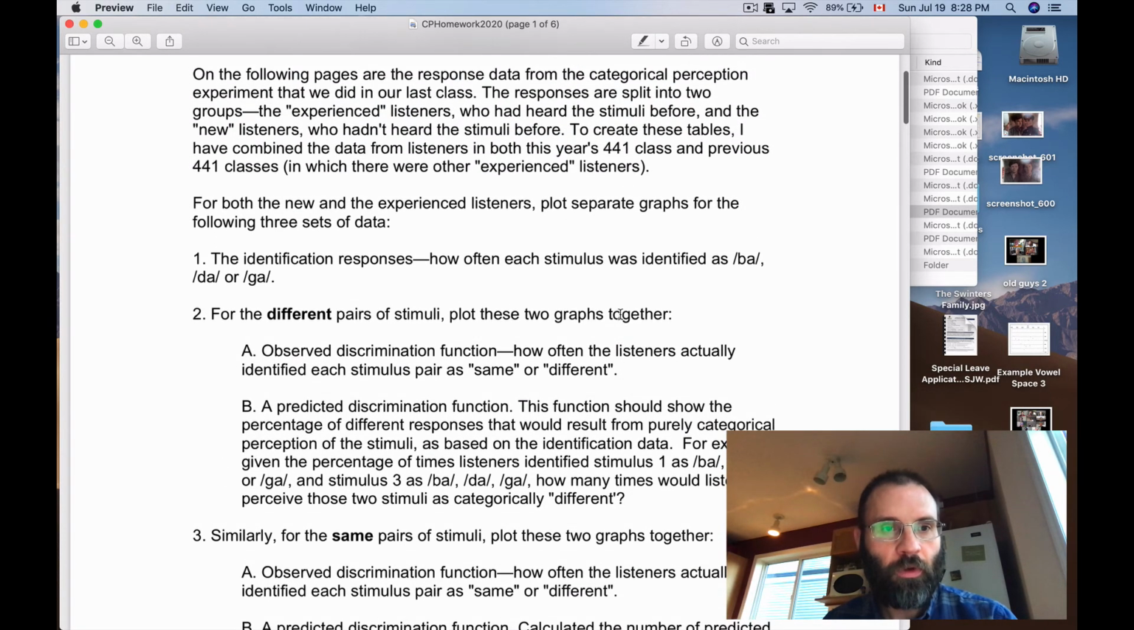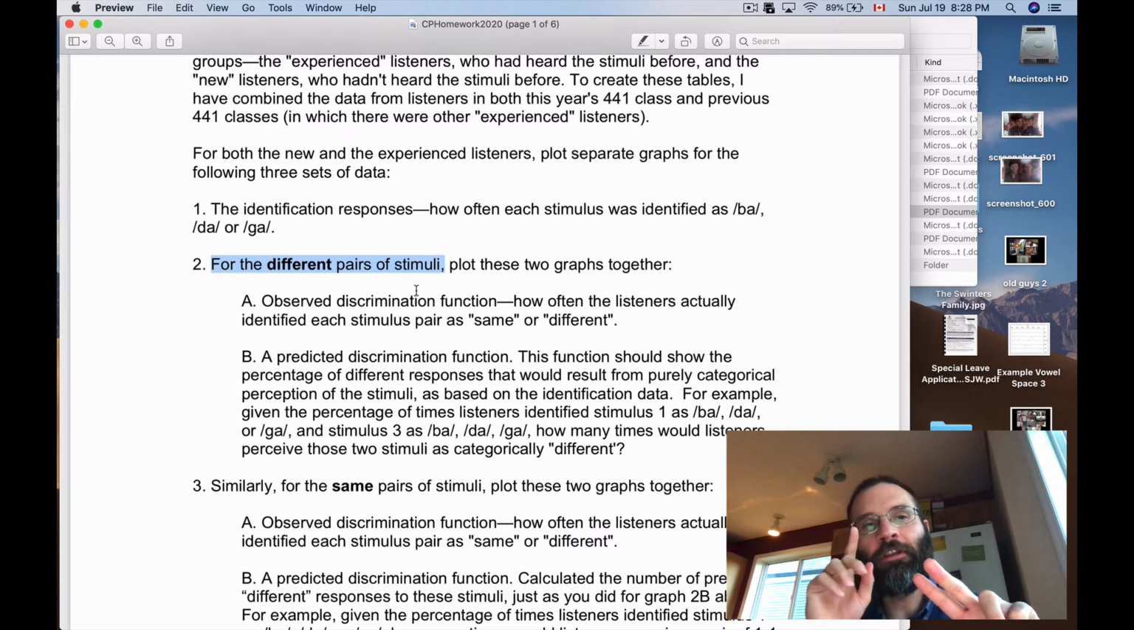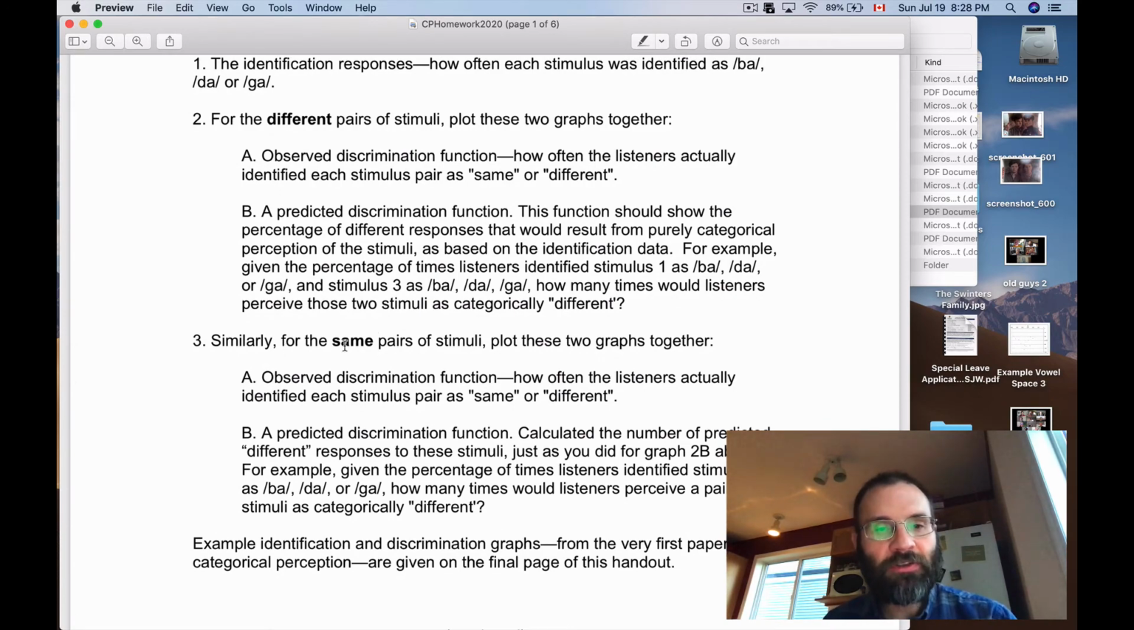So what I want you to do, this is for the different pairs of stimuli, is plot observed and predicted on the same graph, but there are 2 graphs, one for the new listeners and one for the experienced listeners, just to see if they're doing anything different. And likewise, do the same thing for the same pairs of stimuli.